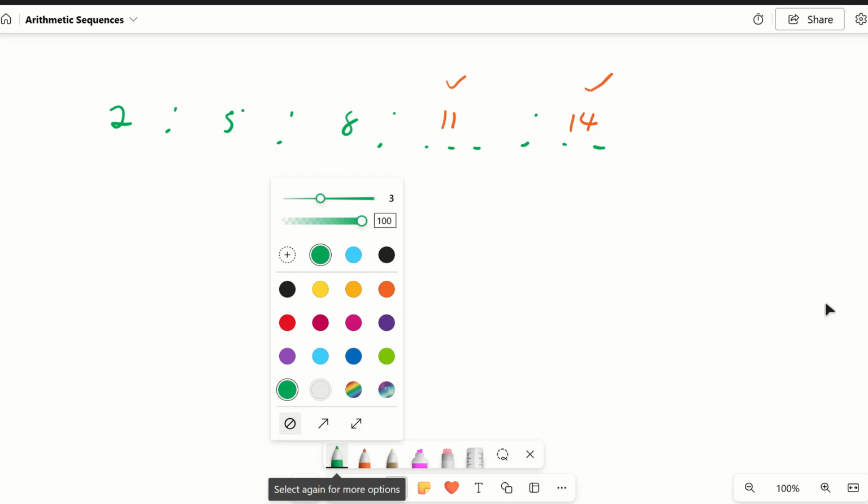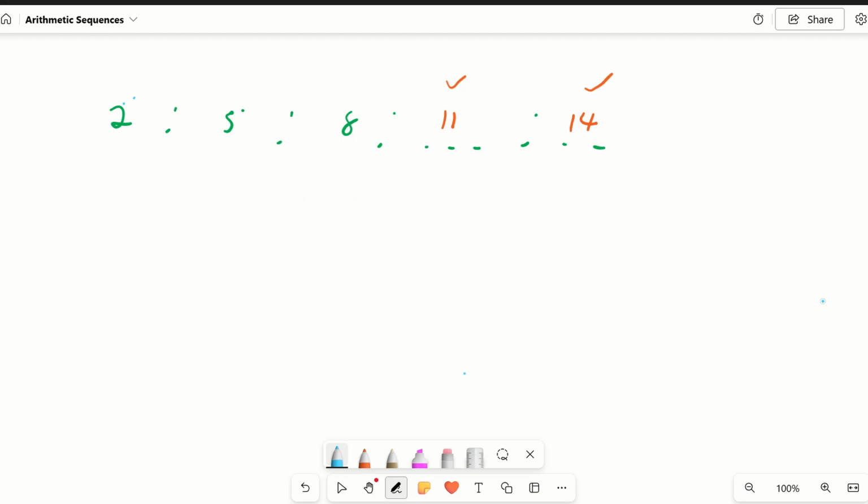They looked at this pattern and realized that to move from 2 to 5, they added a 3. To move from 5 to 8, they also added a 3. So to move from 8 to the next number, you add a 3. That is 8 plus 3 gives us 11. From here, also add a 3. 11 plus 3 gives us 14. So that's how they got to those two answers.